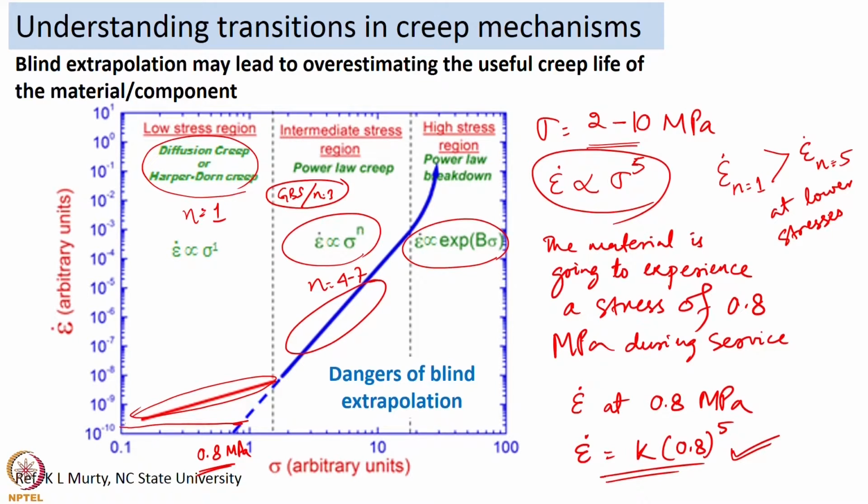But since you decided to design your component based on your extrapolation, you are overestimating the useful creep life of the material. At 10 to the power minus 10 strain rates, to achieve a strain of some value epsilon naught, which is what you are going to allow your material to experience before you remove it from the turbine engine, the time of service is going to be epsilon naught divided by 10 to the power minus 10.